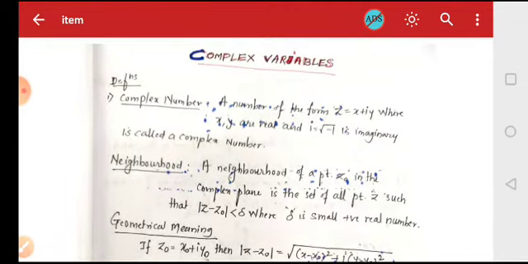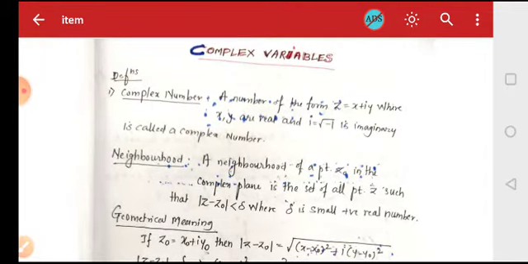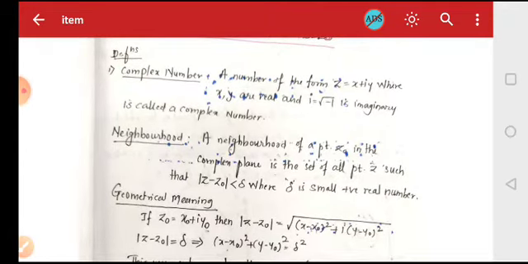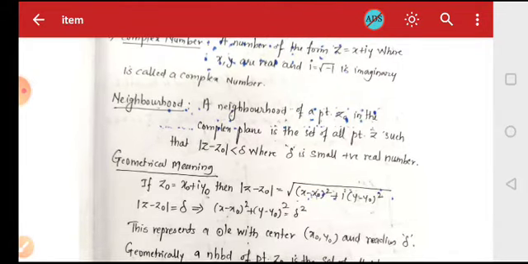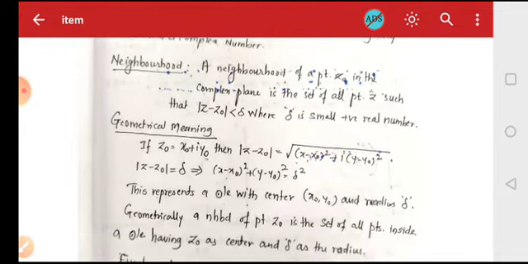Now let's begin. Let's recall what you have studied in PUC, that is, what a complex number is. A number of the form z equals x plus iy, where x, y are real and i equals root of minus 1 is imaginary, is called a complex number. Neighborhood: a neighborhood of a point z0 in the complex plane is the set of all points z such that mod of z minus z0 is less than delta, where delta is a small positive real number.